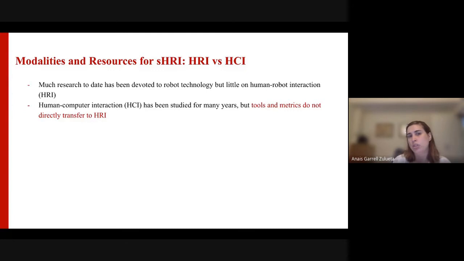It's 25 years old. Okay? So the point is that we cannot transfer all the tools from human-computer interaction into human-robot interaction. It's a huge mistake to try to use the same theory because you're not taking into consideration all of the stuff that is happening.